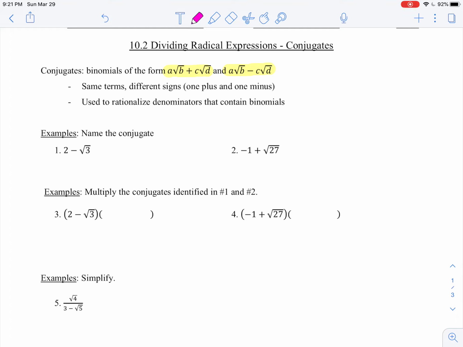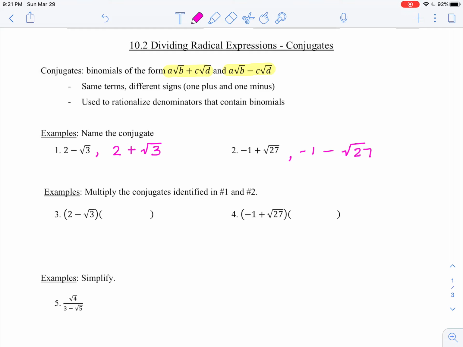So if you take a look at question number 1, the expression they give you is 2 minus the square root of 3. The conjugate has the same terms, 2 and square root 3, but with the opposite sign in between. So 2 minus square root 3 and 2 plus square root 3 are called conjugates. In question number 2, we still have the same two terms, -1 and the square root of 27, but with a different sign in between those two terms.